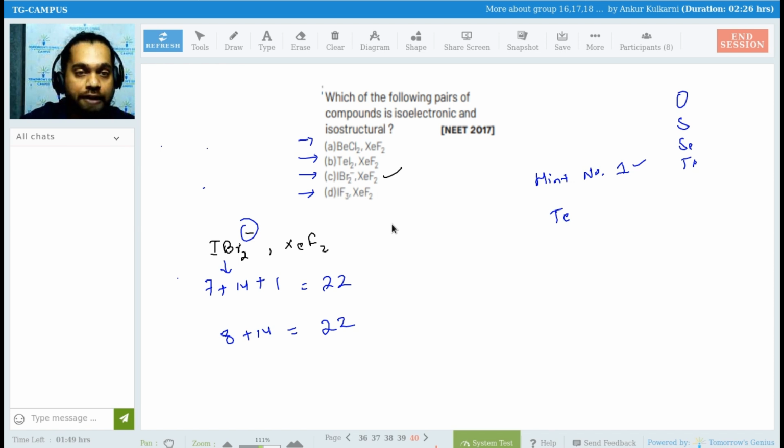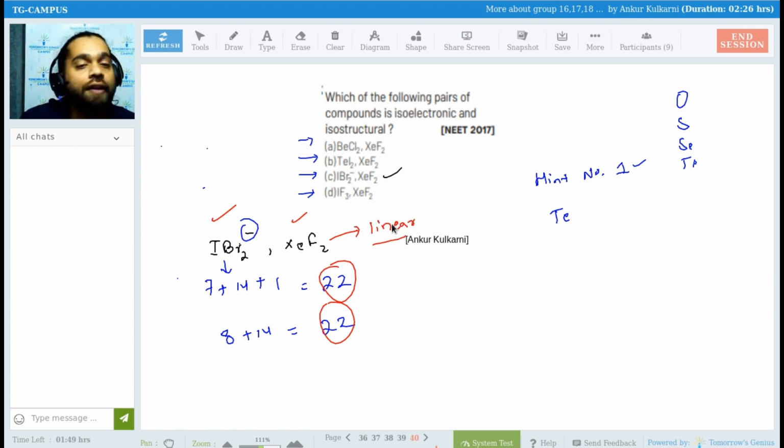Anthony, I hope isoelectronic is clear. They have the same number of electrons. Now, with the help of VSEPR, see if you get the same shape of the molecule. XeF2, we do not even have to calculate. XeF2 is nothing but linear. I have given you a hint. So now check for IBr2 minus.